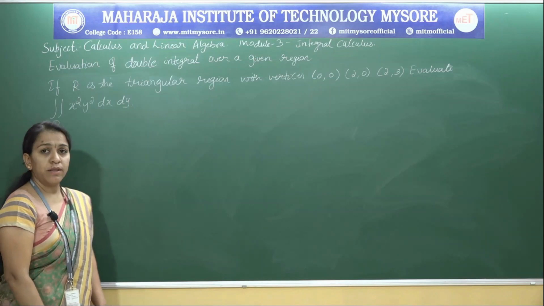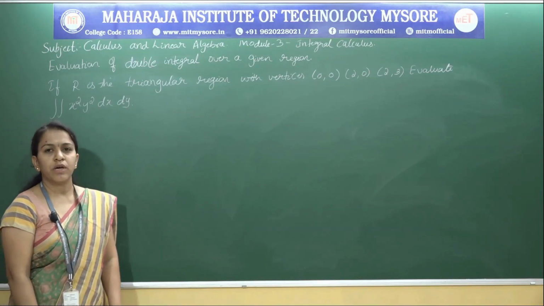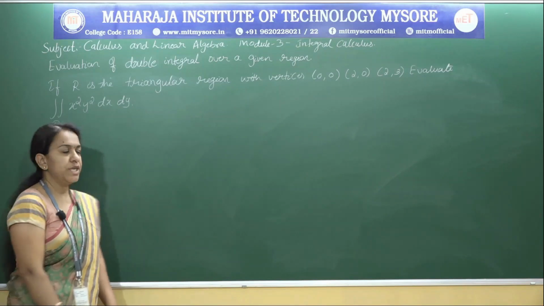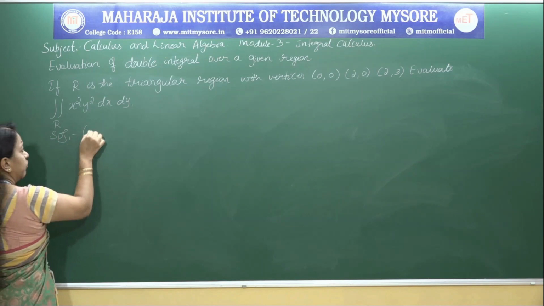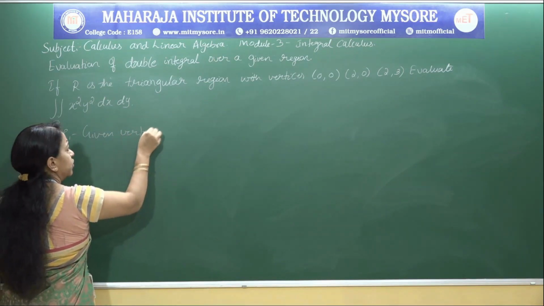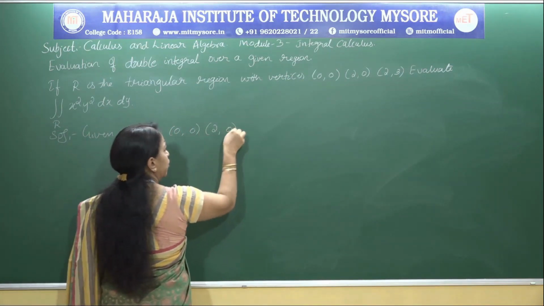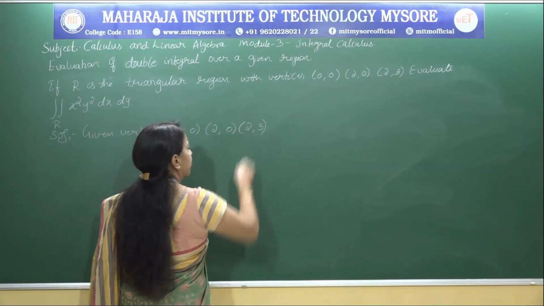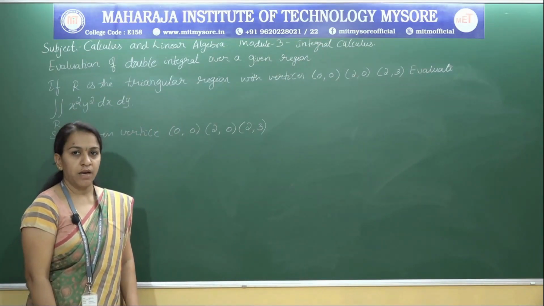So again, to solve this, consider the given vertices. Instead of a curve, they have given you the points. Using the points, we have to represent the curve. Given vertices of a triangle are (0, 0), (2, 0) and (2, 3). Of course, we know how to represent a triangle, right?